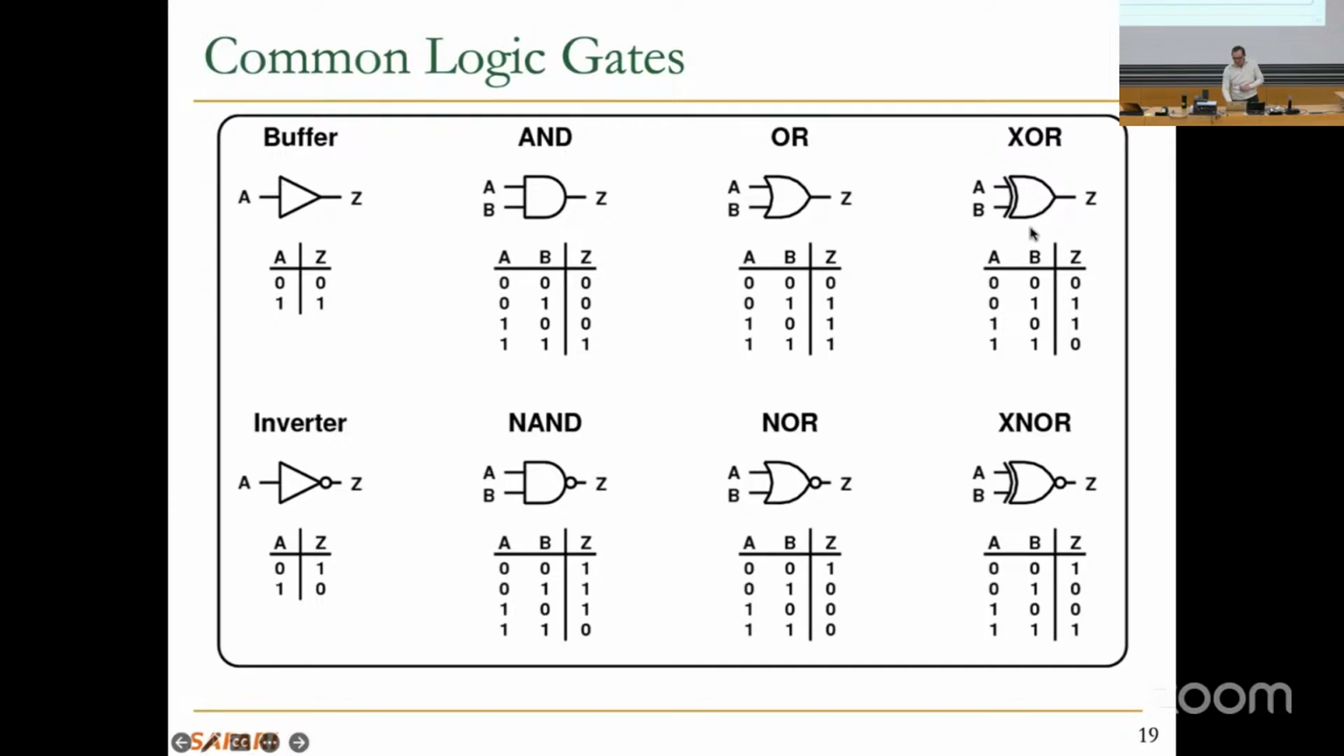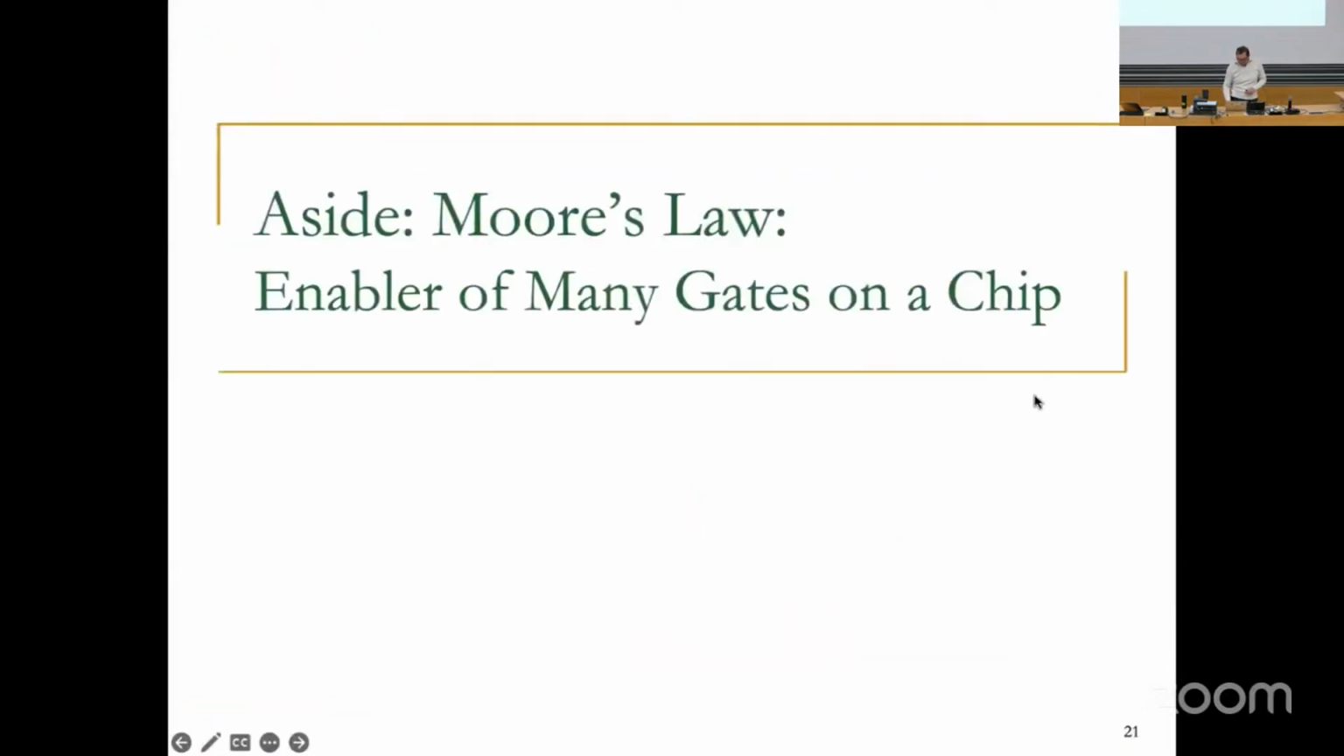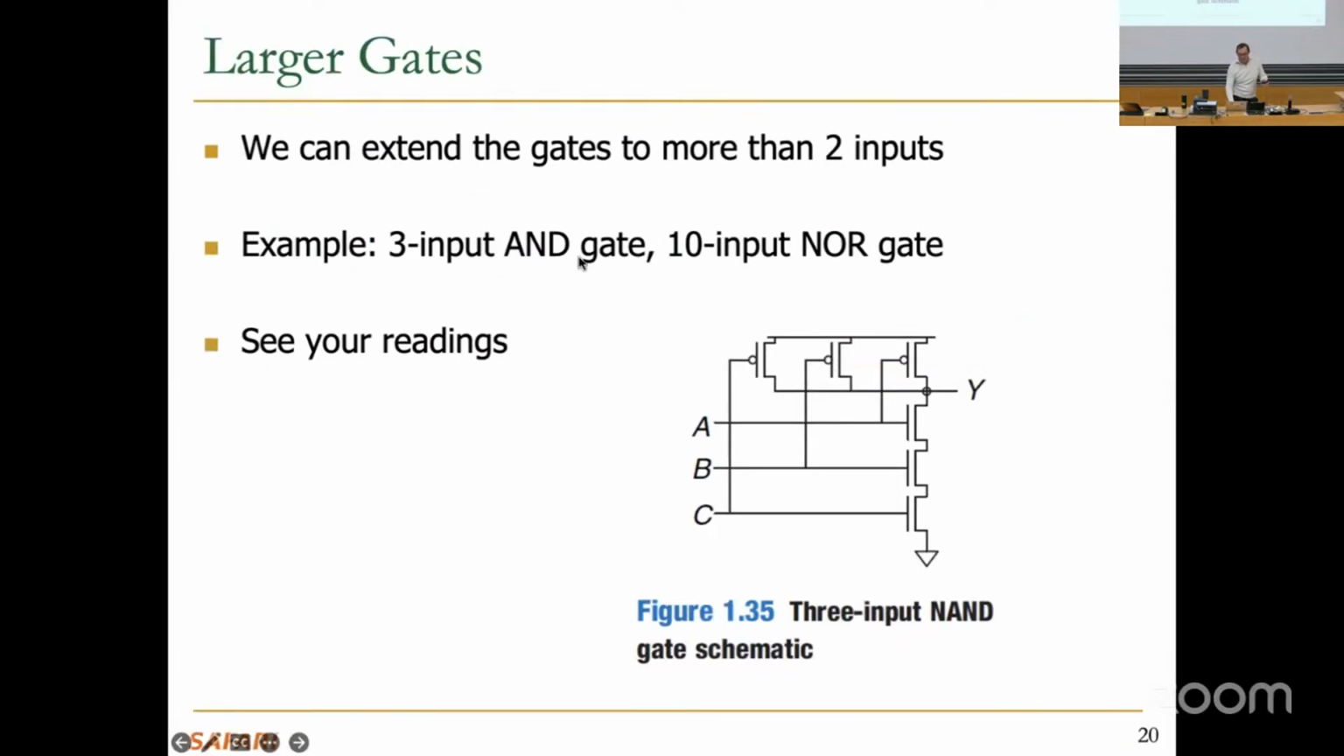These are how they're shown at the module level, pictorially. We can build larger gates. We can extend the gates to more than 2 inputs. We can do a 3-input AND gate, a 10-input NOR gate. This is an example from your book that shows a 3-input NAND gate. Again, you can make it bigger and bigger, but the trade-offs that we discussed apply. If you keep adding more transistors in series, that's not very good in terms of the latency of this gate. If you have a 10-input NAND gate with 10 transistors in series, the latency will be high.